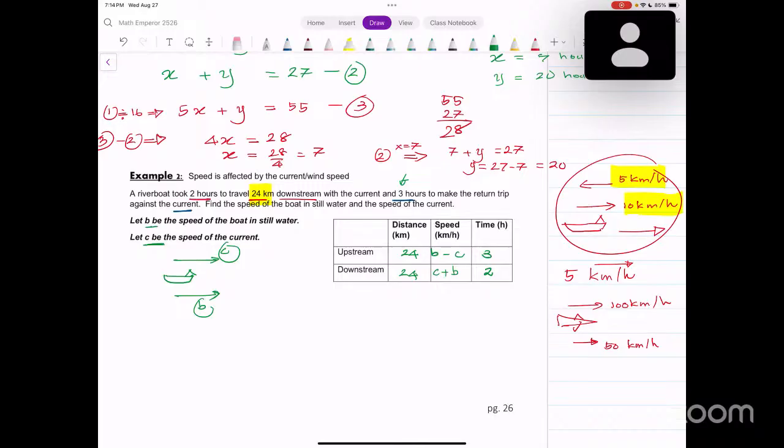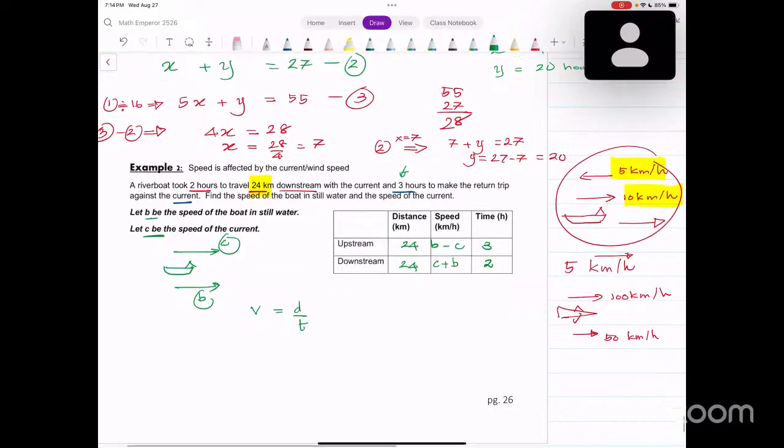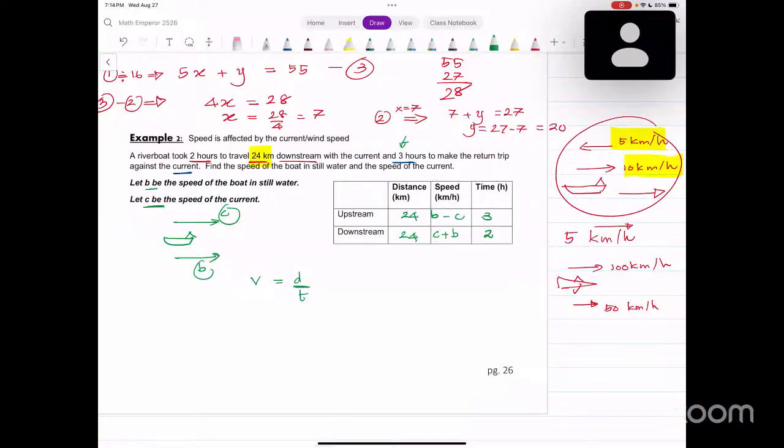So now we have to make some connection. How do we make the connection? We know V is D divided by T, right? Are you following that? V is equal to D divided by T. That's the relationship.